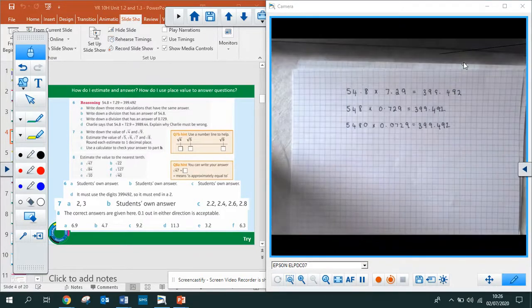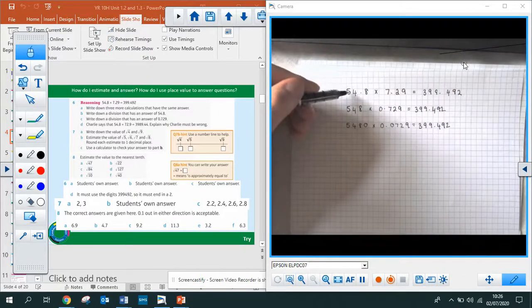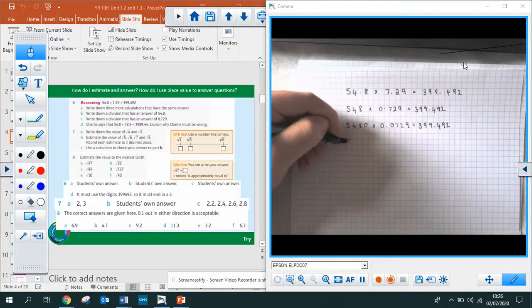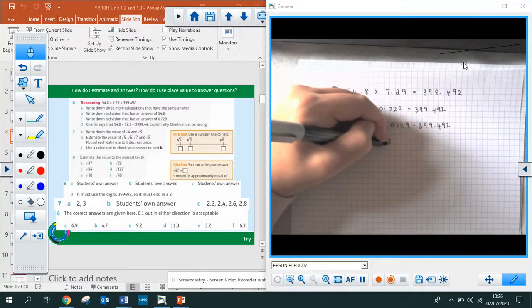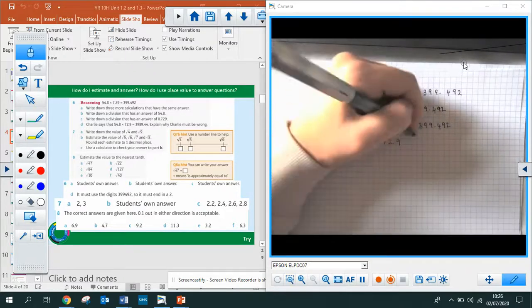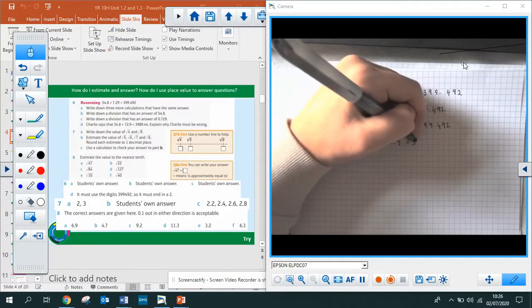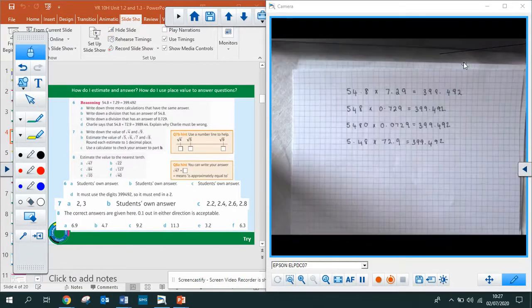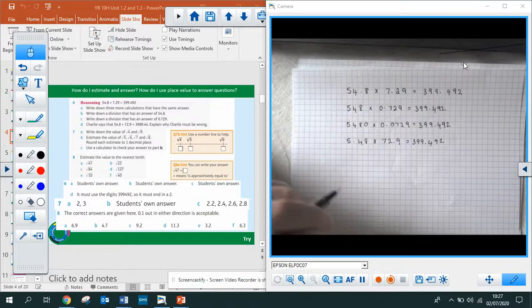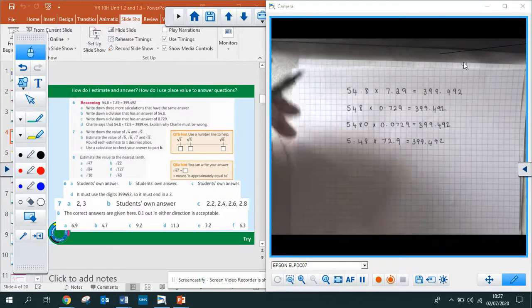One more, I'm going to make this one 10 times smaller this time, so therefore make this 7.29 10 times bigger. So it'd be 5.48 multiplied by 72.9, and that would also give me 399.492. Those 3 options. There's lots of other ways you could have had it. Check yours on the calculator if I haven't put it there. So this was 6A.